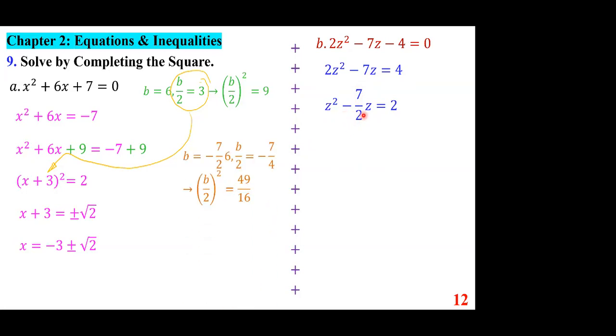So take a look. B is negative 7 halves. When we divide it by 2, it gives us negative 7 over 4. I hope you realize when you divide a fraction by a whole number, you multiply the denominator by it. So I'm going to multiply the 2 by 2 and I get 4. Now, if I square that, I get positive 49 over 16. We're going to add it to both sides.